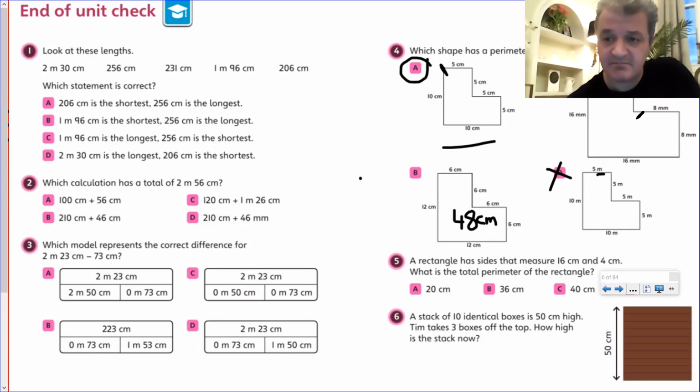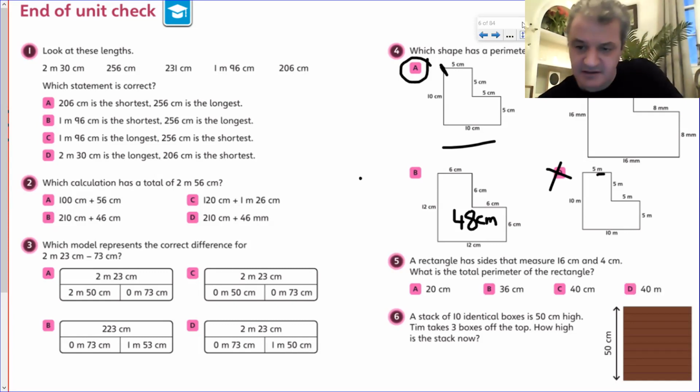And again, I can see this works out at 64 millimeters, which is just over 6.4 centimeters. Because these units are in millimeters, quite low, this is not going to be 40 centimeters. That's 32 millimeters, 40, 48, 56, 64 millimeters, which is just over 6 centimeters. Okay, let's have a look at the next one.